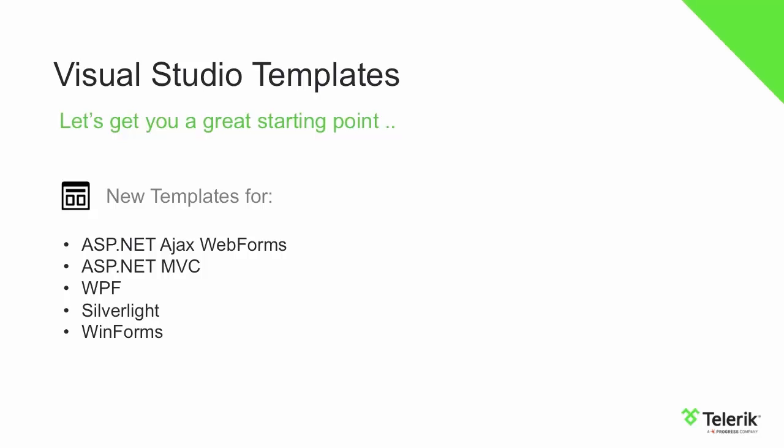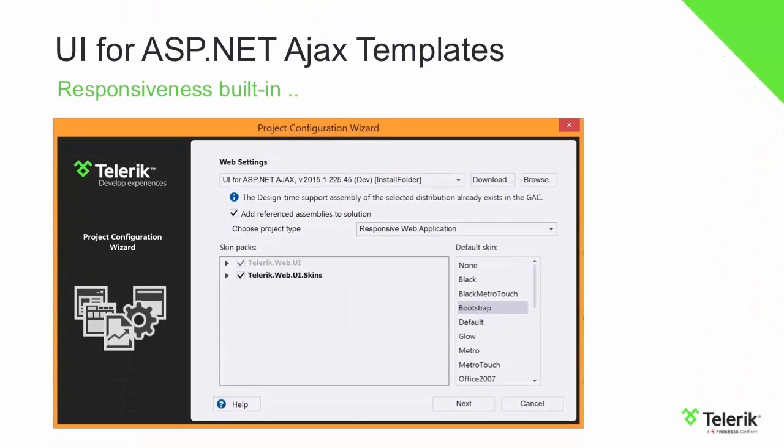And that's Microsoft Office. Now, if you're an ASP.NET developer writing web forms and you have Telerik UI for ASP.NET Ajax, starting from File, New Project, you're met with the Telerik Project Configuration Wizard. Right in there, you see a project type which allows you to choose a responsive web application that simply works everywhere. Let me show you in just a second what that looks like.